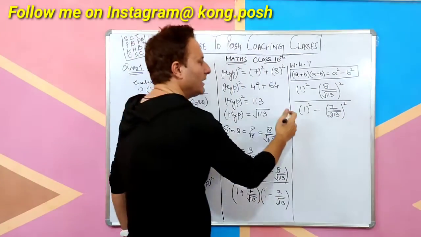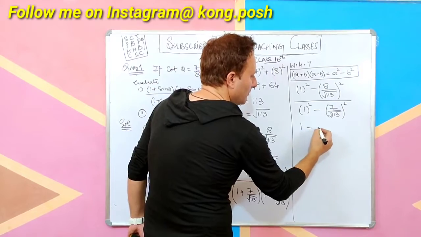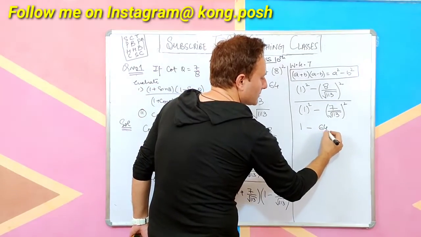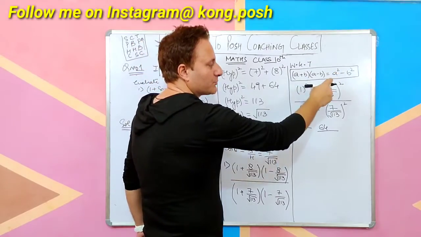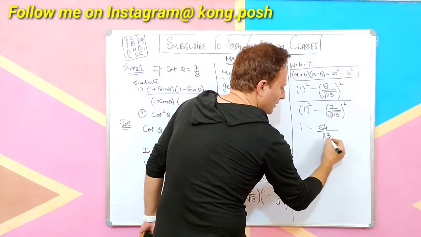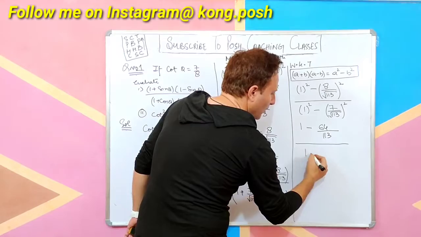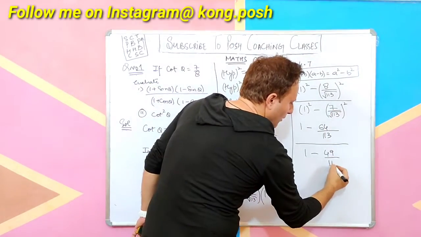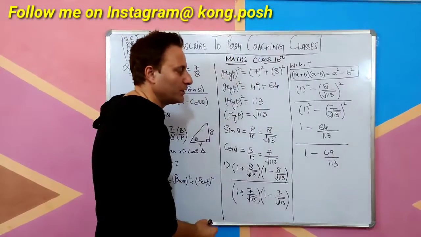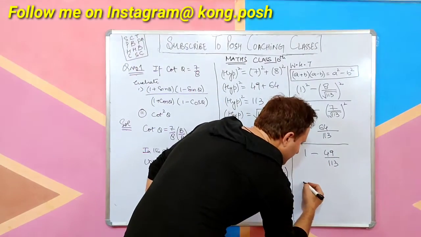Right? Now 1 minus 8 into 8 is 64 upon 113, and then we have a square. Square and under root goes, it is 113. And then we have 1 minus 7 into 7, 49, similarly 113. Now what we are going to do, we'll take the LCM.